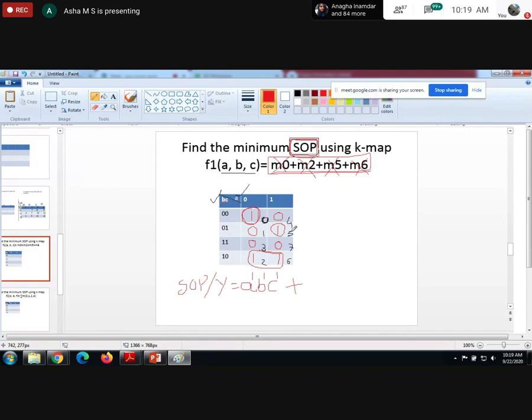Next, I am writing for this one. What are the values of the variables A, B, C? A is 1, B is 0, C is 1. How can I write that? A, because A is 1; B bar, because the B value is 0; and C equal to 1, so write C as it is. Plus.